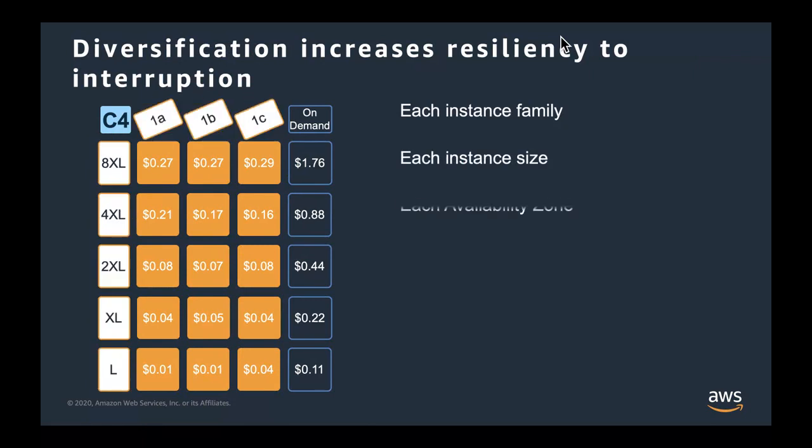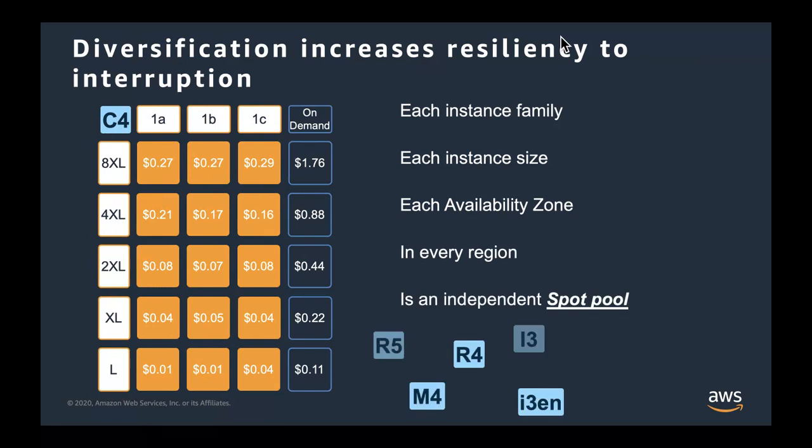This explains diversification in more detail and introduces the concept of a Spot capacity pool. As you see here, C4 is the instance family, L to 8XL are the different instance sizes, and 1A to 1C are the different availability zones. A combination of an instance family, size, and AZ in each region is an independent Spot capacity pool.